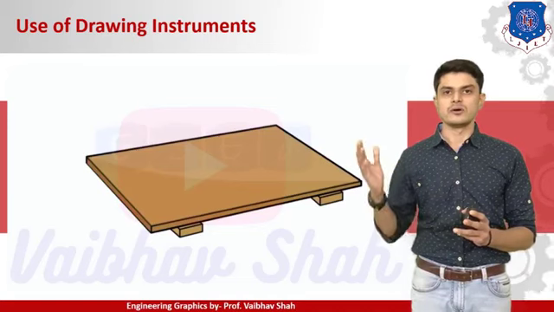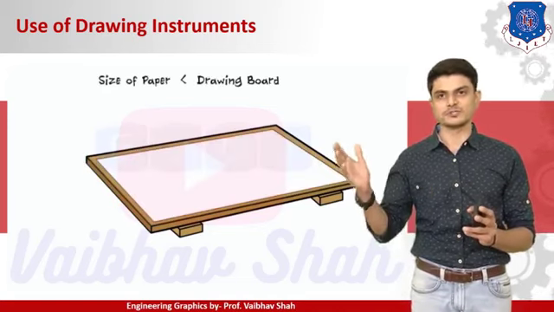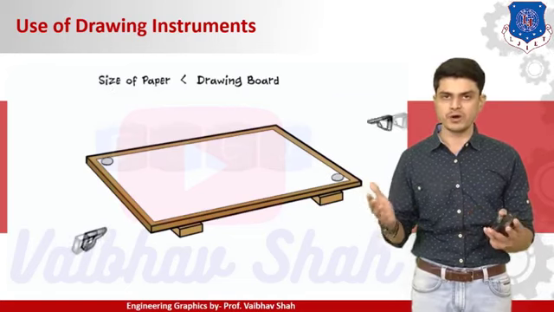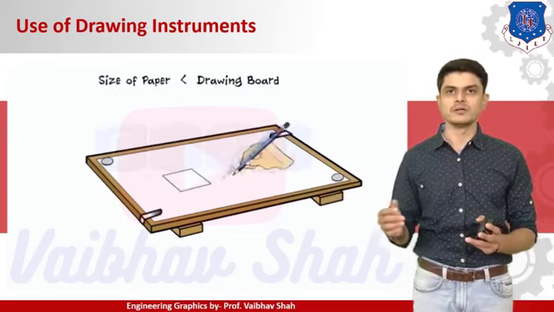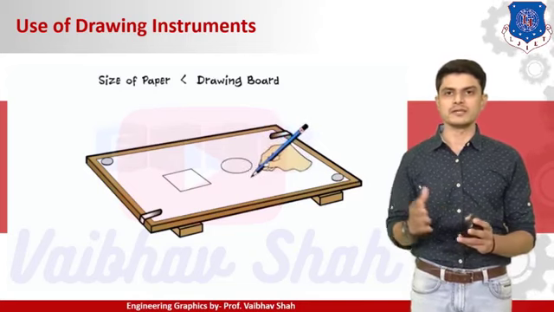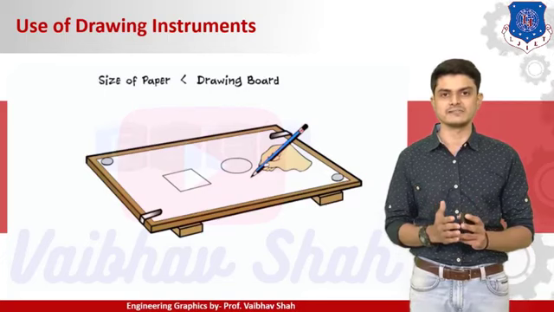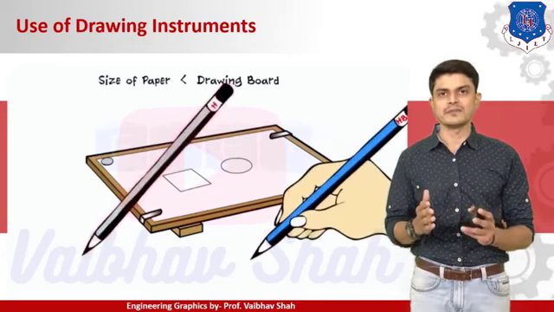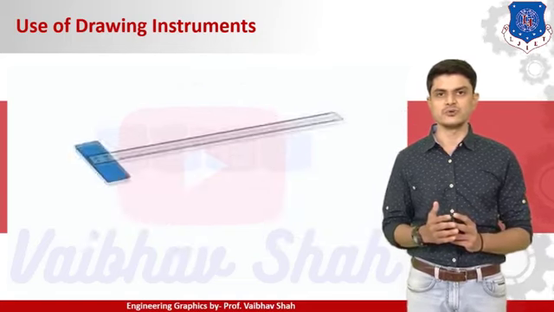So while placing the drawing sheet, you should remember the size of the drawing paper should always be less than your drawing board. You should be using your drawing tabs or pins to fix your paper. Then you can draw by use of pencils. You can use 3 different types of pencils like HB, H and 2H. You can use any of these pencils on your drawing sheet.